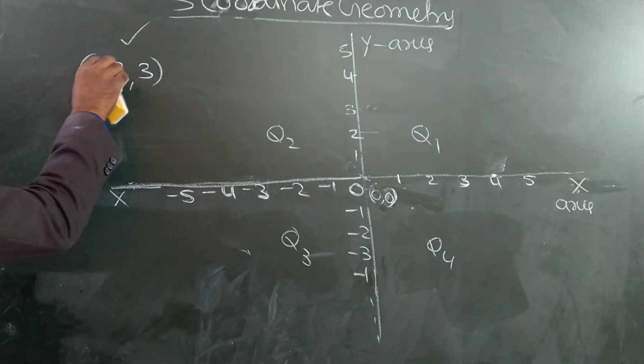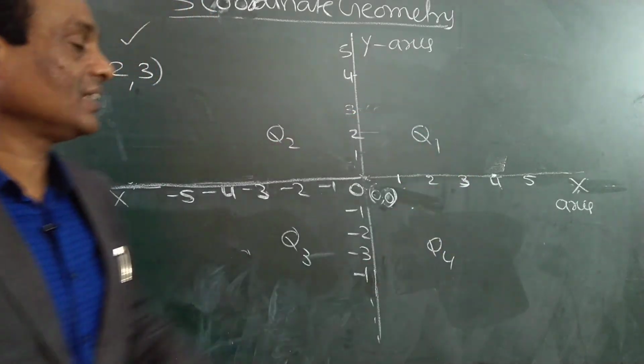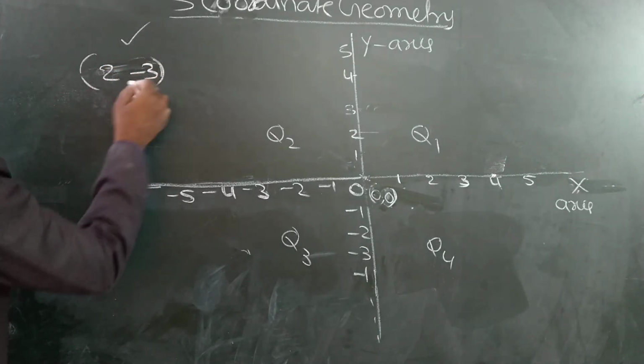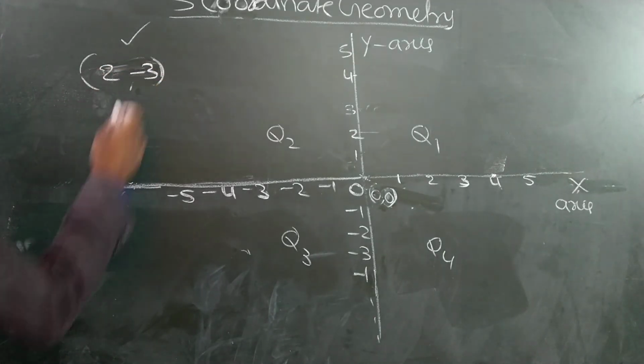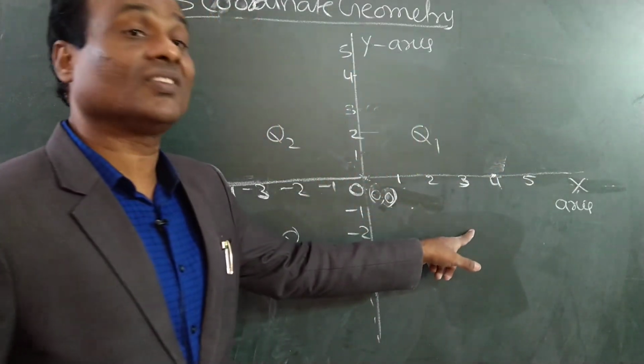Suppose 2 comma 3, both are positive, means it will lie in the first quadrant. Suppose if it is 2 comma minus 3, this is x positive, y negative. This is in the fourth quadrant.